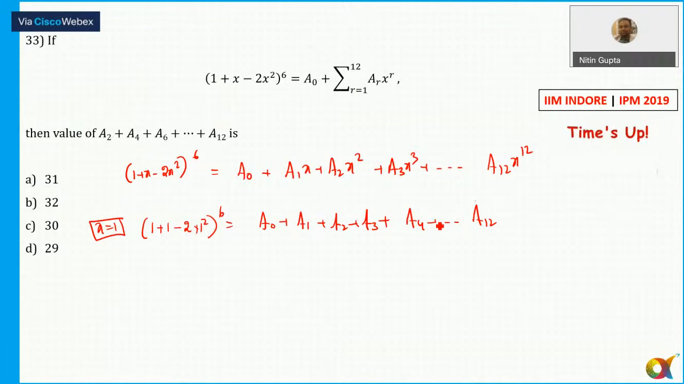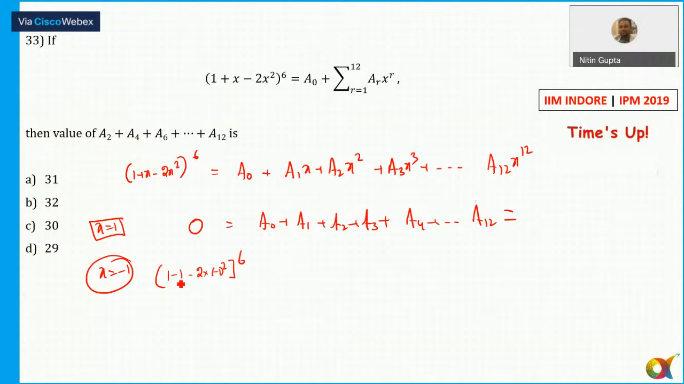So what is this value equal to? If you look here, this expression comes out to be 1 plus 1 is 2, 2 minus 2 is equal to 0. So 0 raised to power 6 is nothing but 0. So let me write down this is equal to 0. All right. Now substitute x equal to minus 1. So what will I get if I substitute x equal to minus 1? I'll get (1 minus 1 minus 2 into minus 1 whole square) raised to power 6.